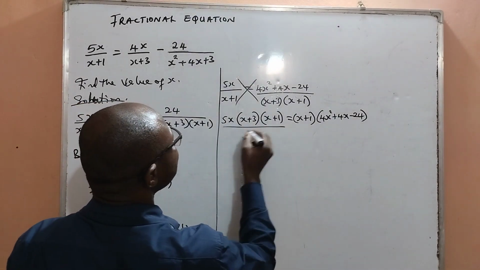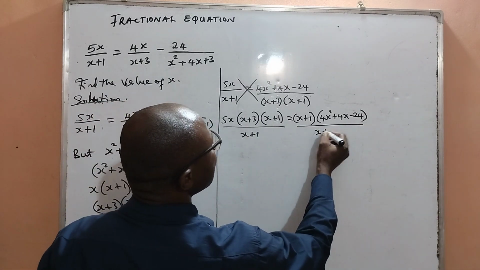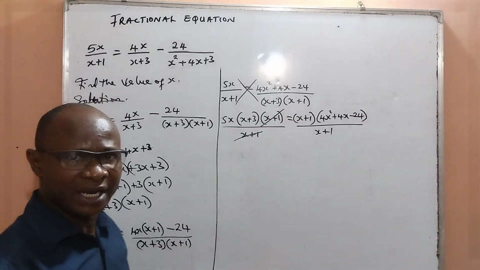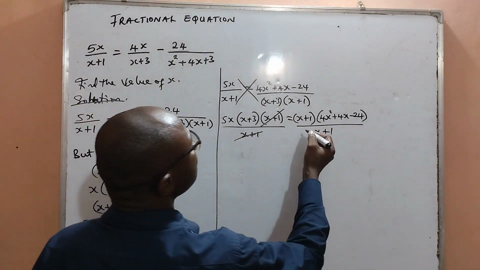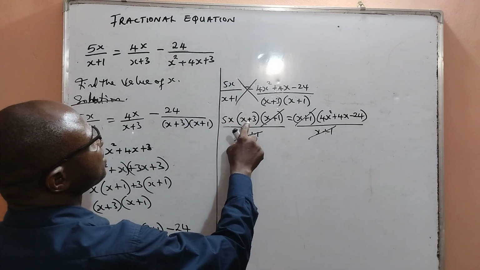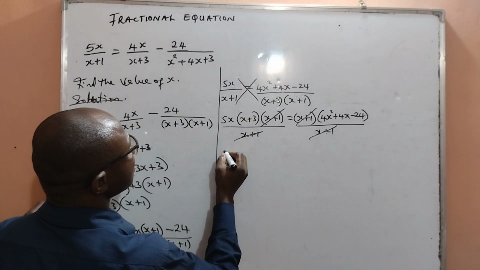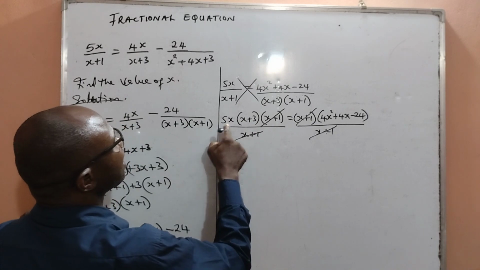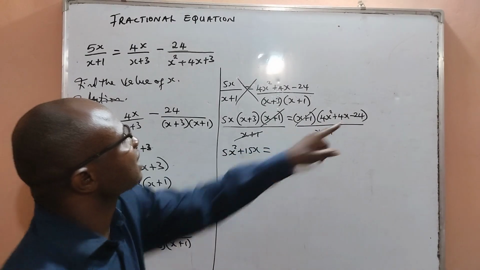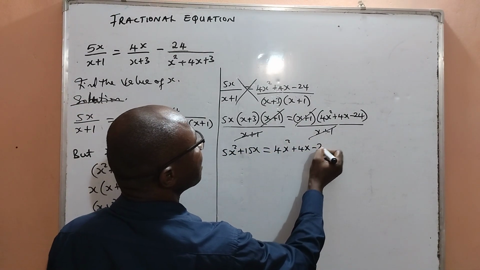So I divide the left hand side by x plus 1, and also divide the right hand side by x plus 1, so that x plus 1 at the denominator will cancel x plus 1 at the numerator by the left, and the same thing will happen by the right hand side, cancelling out, leaving me with 5x multiplying x plus 3. So we open the bracket to have 5x times x is 5x squared, and 5x times 3 will give me 15x, equal to, what I have here now is 4x squared plus 4x minus 24.